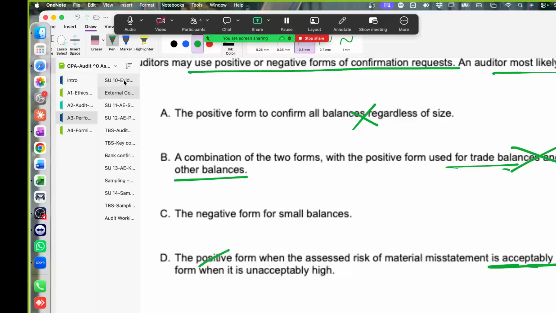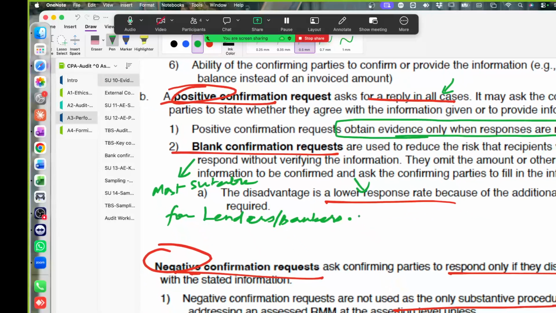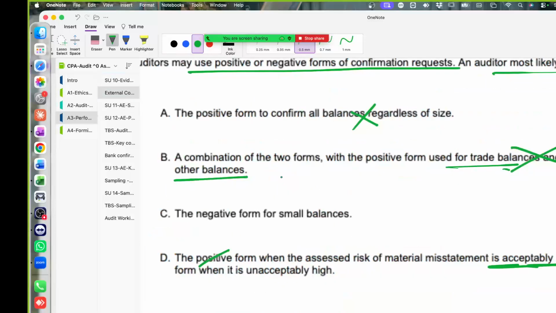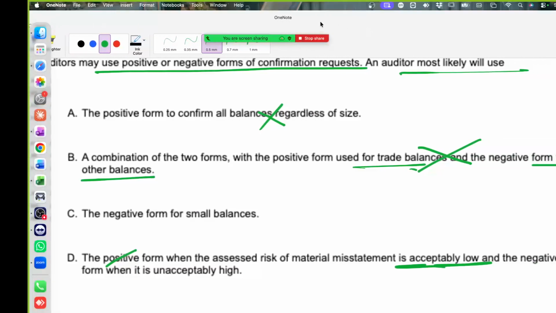You see that? Just now we read, no? When the RMM is low, negative. Not positive. So the answer is C. For small balances, this is not positive when the RMM is low. RMM is low is negative.